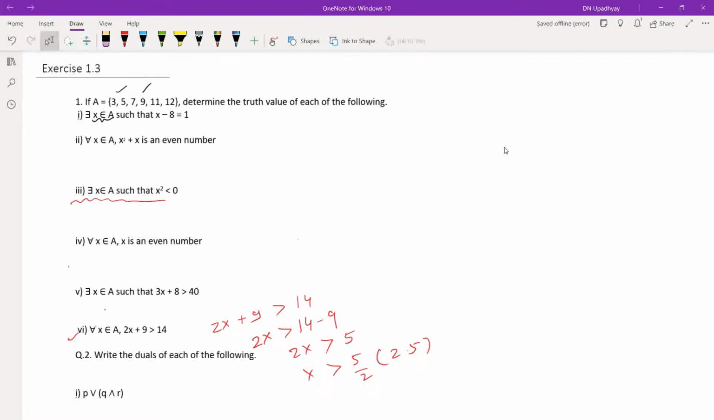So 2.5, and all the elements are 3, 5, 7, 9, 11. All elements belonging to A are greater than 2.5. So yes, it is true. 3 is greater than 2.5, 5 is greater than 2.5, up to 12. So yes, it is true and the truth value is T.